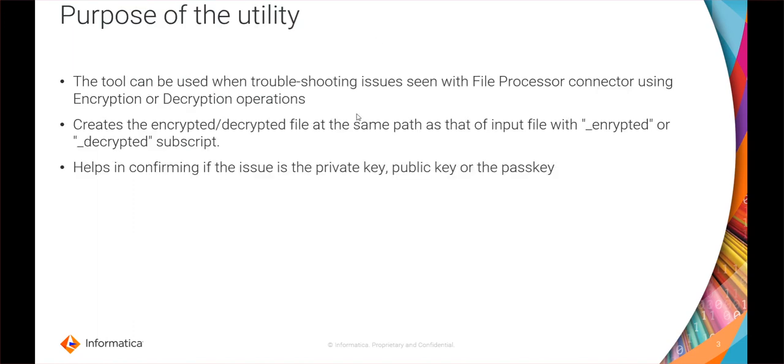So the purpose of the utility. This tool can be used when troubleshooting issues seen with the file processor connector when we are performing any encryption or decryption operations. The main purpose of this utility is to confirm whether the issue is with the private key, public key, or the pass key, or if it is an issue with the connector itself. When we perform the test, it creates an encrypted or decrypted file at the same path with a subscript, that is encrypted subscript or decrypted subscript for the particular file.